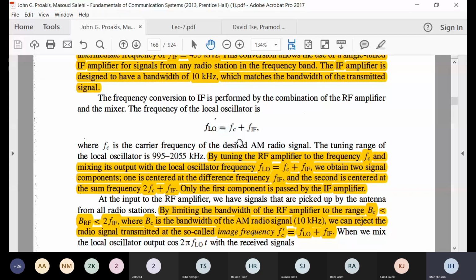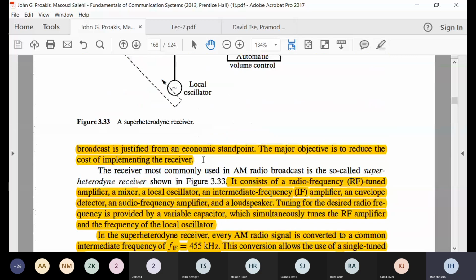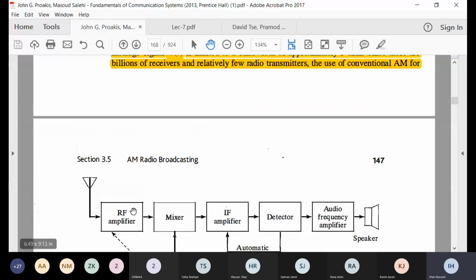And this is done as follows. The RF amplifier is before the IF amplifier. So the RF amplifier will reject the image frequency, while the IF amplifier will reject all the frequencies which are adjacent or around the desired FC frequency. That FC frequency has been converted to IF, and all the other frequencies around it will be rejected, and hence you will just get your own radio station signal.